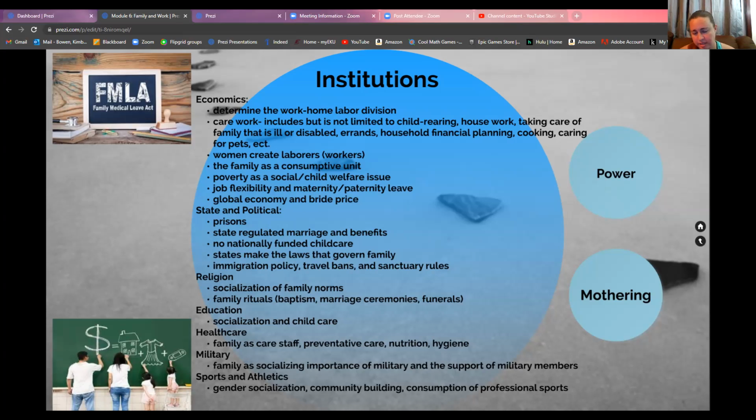Immigration policy, travel bans, and sanctuary rules. We're going to get into this a lot with one of the readings that we did, so I'm not going to touch on that here. I'll get into that a little more in that lecture or in that slide. And then the rest of them, we're really going to talk about how they socialize our families and how families are socialized around religion, education, healthcare, military, sports and athletics. All of these things really discuss how we socialize what the family looks like, and they all help to reinforce that heteronormative two-parent married structure that has been deemed the social norm for families.